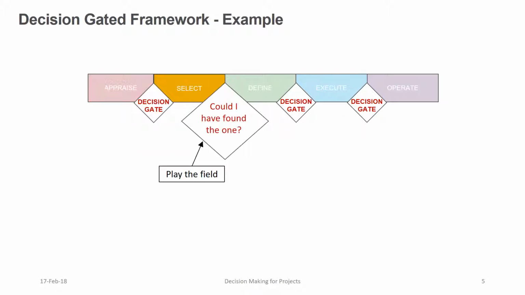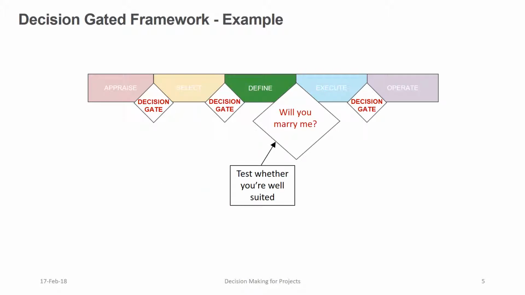In the next phase, assessing a wide range of alternatives means playing the field and then, when the time is right, deciding whether you might have found the one for you. In the define phase, determining what you'll be committing to means taking some time to test whether you're well suited. If you think that you are, you may want to confirm the relationship by proposing.